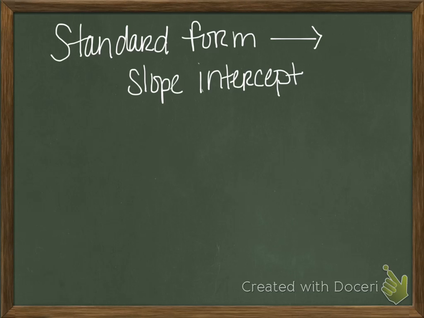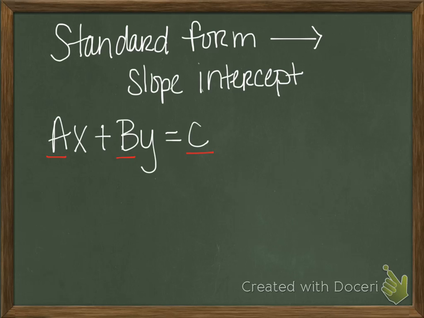Alright, now let's take a look at standard form versus slope-intercept form. We are going to look at solving from standard form and getting it into slope-intercept form so that way we can graph it. Your standard form is ax plus by equals C, where your A, B, and C are just numbers.